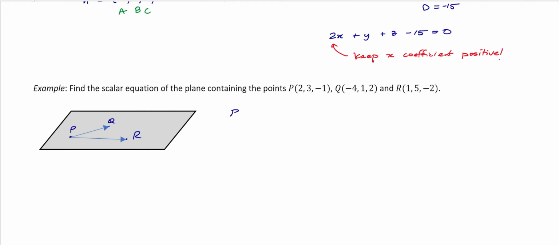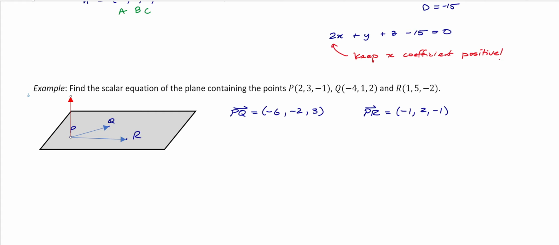So PQ is going to be equal to -6, -2, and 3, and PR is going to be equal to -1, 2, and -1. And you might be wondering, how am I getting those? Well, I'm just going -4 minus 2, -6, 1 minus 3, -2, 2 minus -1, 3, and the same procedure to find PR. Now that I have these two vectors, I can find a normal vector to this plane.